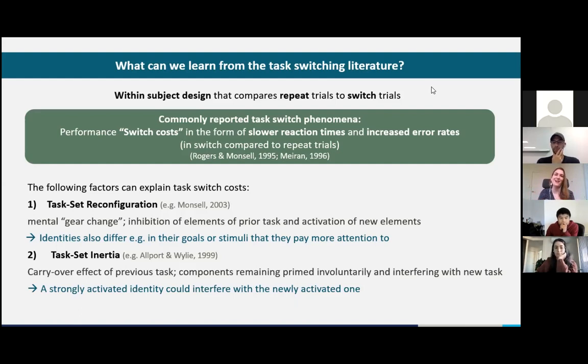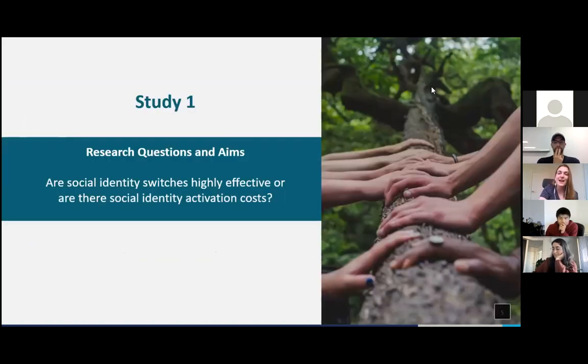So hopefully by now I have you convinced that it's very much worth looking over to task switching research and looking at what switch costs might look like. And this is what we also tried to address in our first study. So we wanted to know, are social identity switches as highly effective and as automatic as, for example, indicated by self-categorization theory, or are there any type of costs, so what we call social identity activation costs?